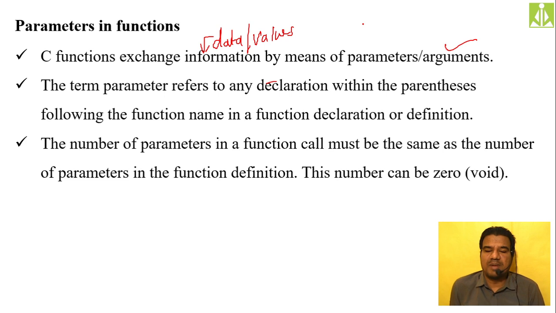The term parameter refers to any declaration within the parentheses following the function name. So generally what we are doing when we are writing the function name, so where is my cursor?